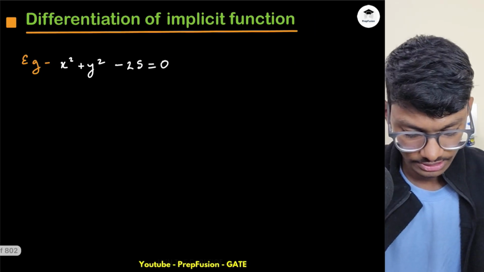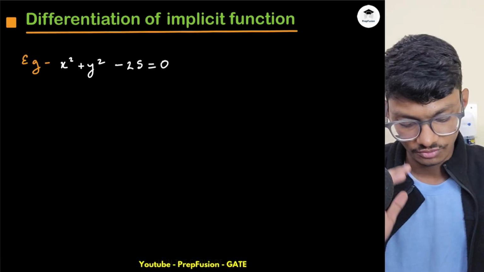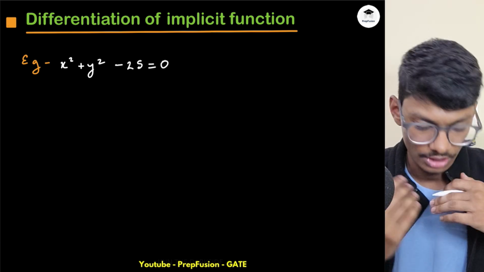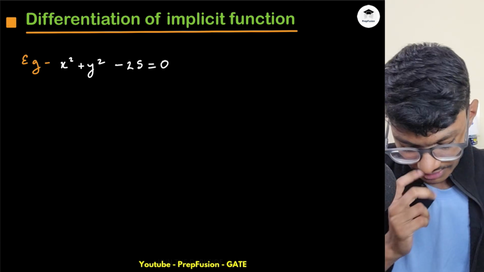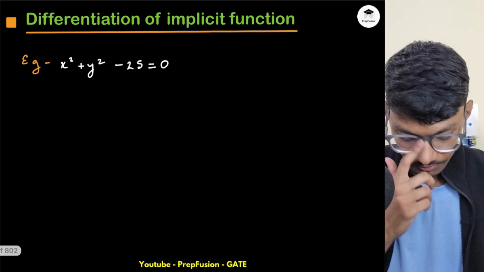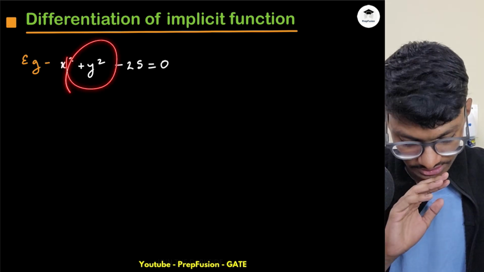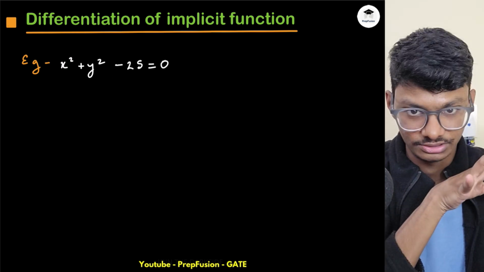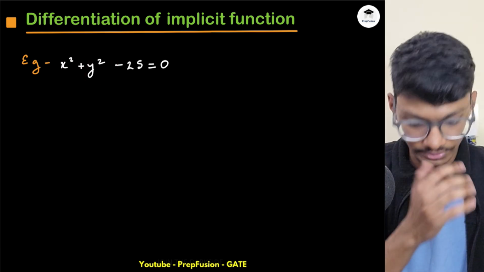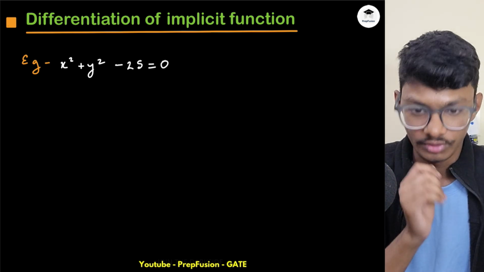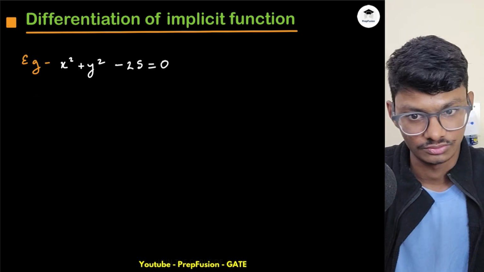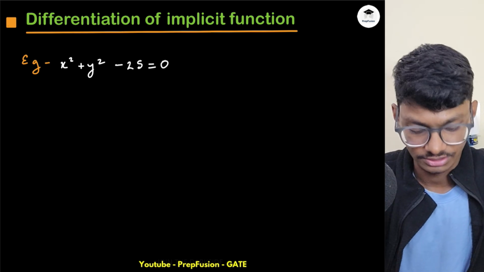So there is another topic left, that is the differentiation of implicit functions. After this we will study application of derivatives, that is AOD. So what is the differentiation of implicit functions? Here I can't break this. I can't write y equals to some function of x. So how to solve this then? We can directly differentiate this on both sides.